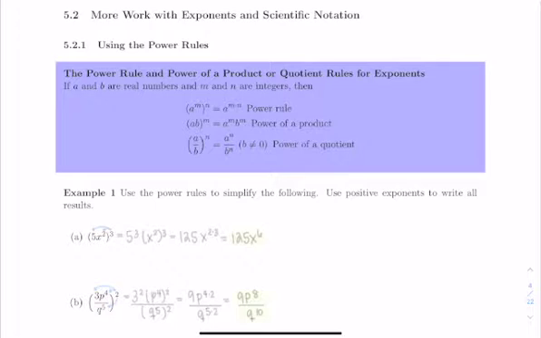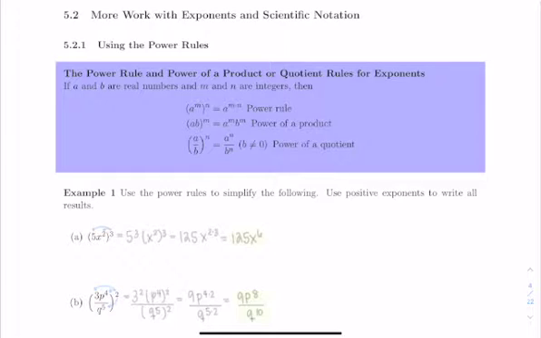If I have a times b raised to the m, I can raise each one to the m and get a to the m times b to the m. That's the power of a product. And then a over b raised to the n can be written as a to the n over b to the n, where b is not equal to 0. So for the last two rules, essentially what you're doing is distributing the power to each piece. And if you have a power raised to a power, then you multiply the powers.